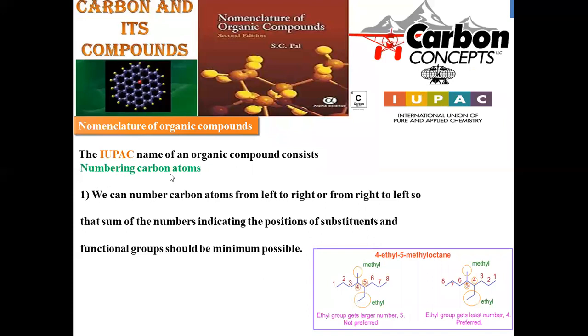According to IUPAC, how can we start the numbering of the carbons? A carbon chain is provided to us. Then what will be the strategy for the numbering? We can number the carbon atoms from left to right or right to left. On either side, we can start numbering. But the sum of numbers indicating the position of substituents and the functional group should be the minimum possible value. So whenever we start numbering from the right or left hand side, the position of the functional group should attain the least number, and only then is it possible to give it.